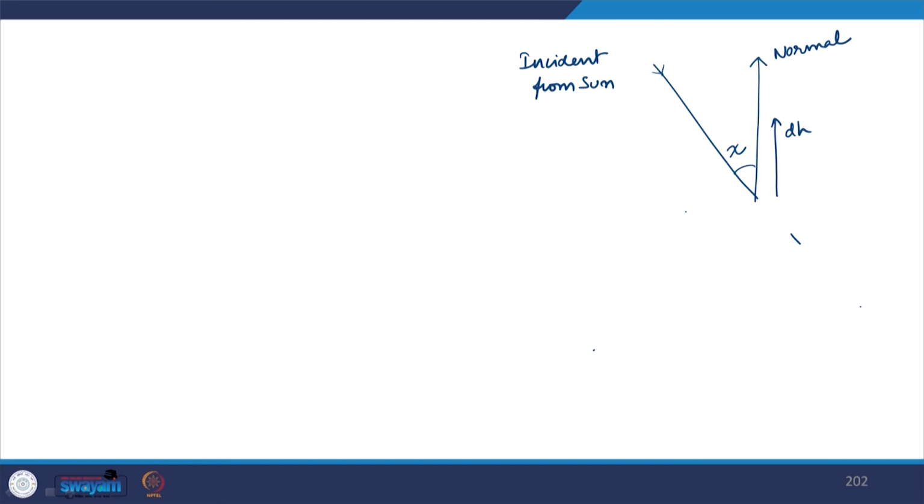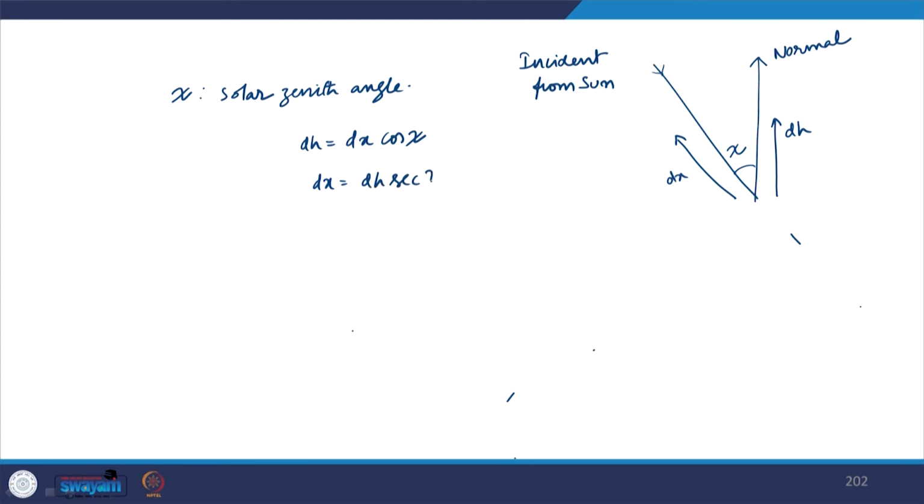and this height we refer to as the oblique height, dx. Here chi is the solar zenith angle. We use simple trigonometry. Let us say dh is equal to dx cos chi, or dx is dh secant chi. Let us call this relation 1.